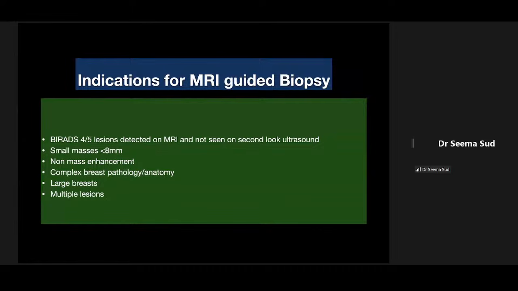So when do we do a MR guided biopsy? Like I told you, if there's a BI-RADS 4 or a 5 lesion seen on MR but not seen on second look ultrasound, then an MR guided biopsy is indicated. Other indications include any small mass less than 8 mm, presence of non-mass enhancement not seen on mammography, a complex breast pathology or anatomy, if the breasts are very large and it's difficult to biopsy under ultrasound guidance, and also if there are multiple lesions.